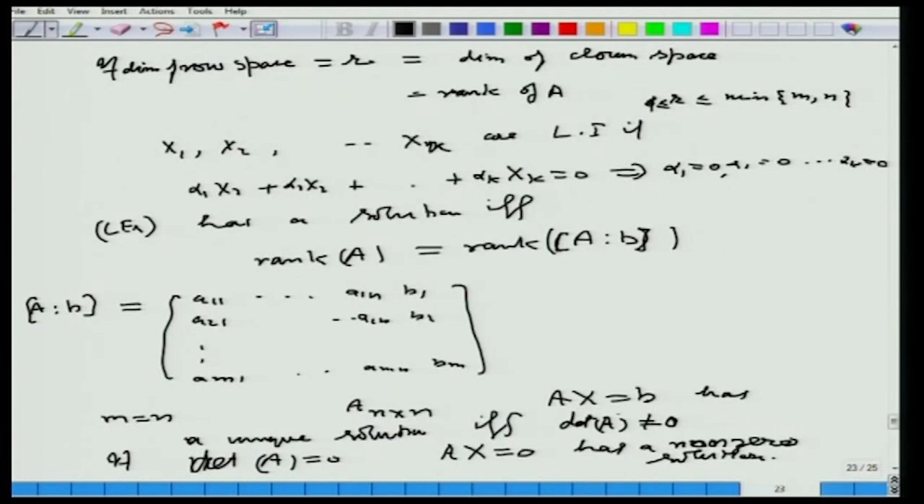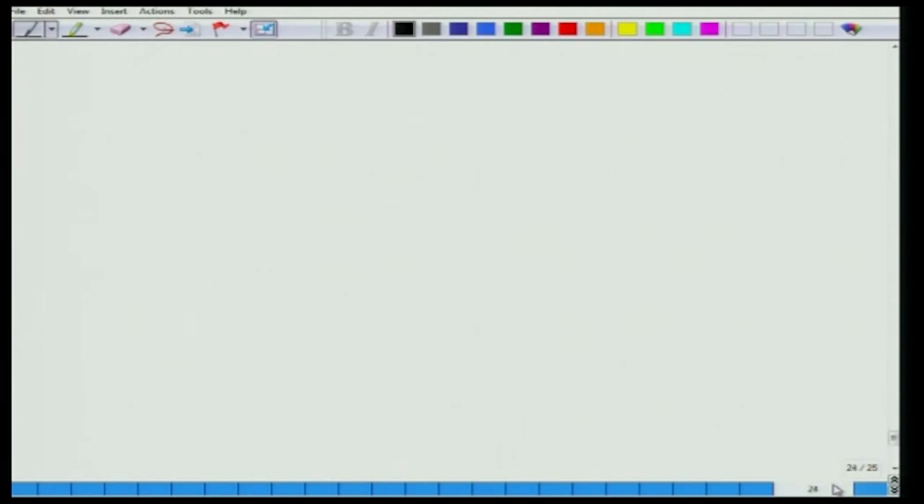So, these two are associated: Ax equal to b when b is not 0, and when we take b equal to 0, this is the associated homogeneous system for this non-homogeneous system. We can summarize it like this: we have Ax equal to b, and the associated homogeneous system is Ax equal to 0. So, this has a unique solution if and only if this homogeneous system has x equal to 0, which is anyway a solution, as the only solution.